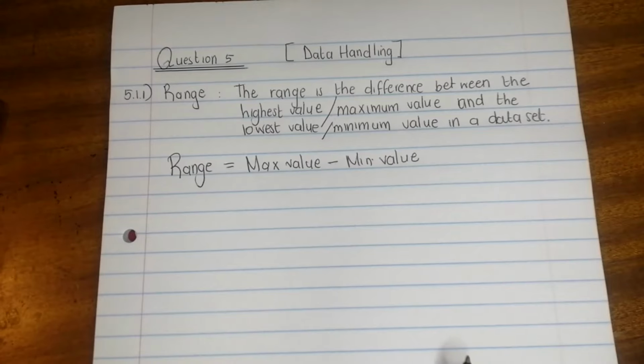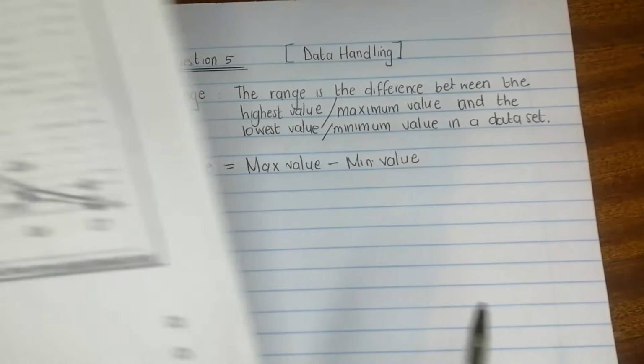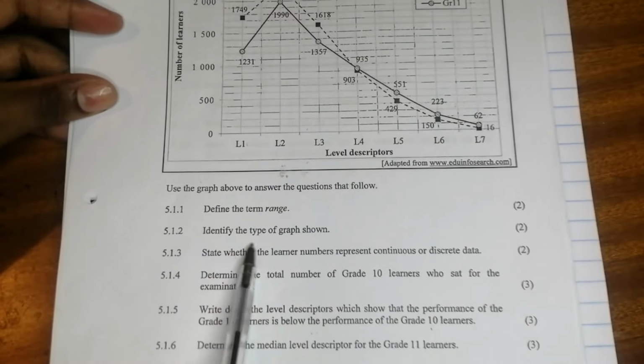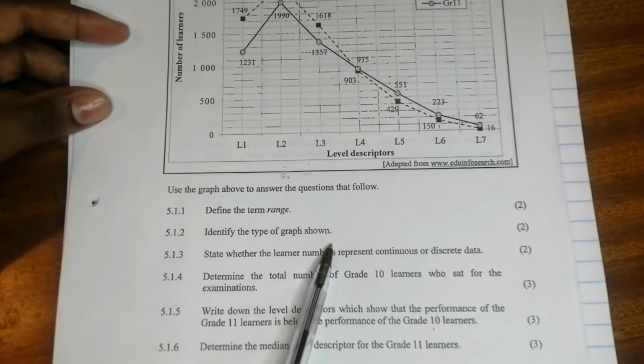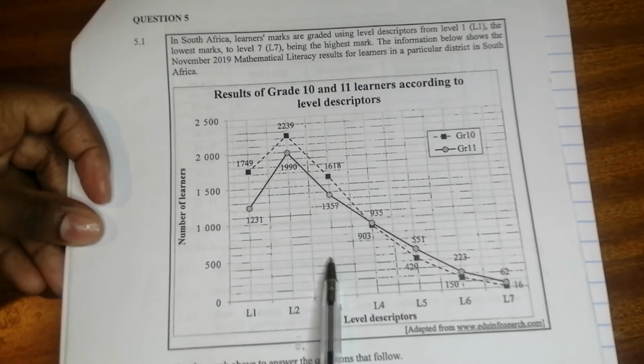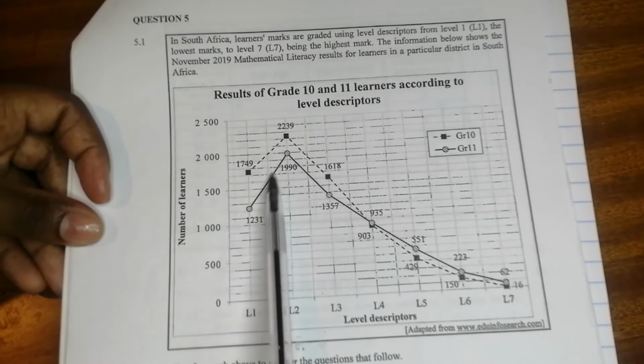Okay, guys, let us go to the next question. Identify the type of graph that is shown. So like I mentioned, guys, this is definitely not a bar graph. It is definitely not a scatter plot. It is definitely not a pie chart, right? It's pretty simple. We know that this is a line graph.